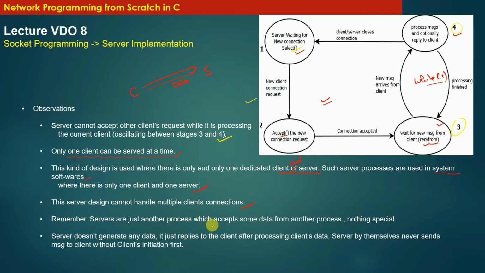Remember, servers are just other processes which accept some data from other processes, and there is nothing special about servers. Servers don't generate any data on their own. A server just replies to the client after processing the client's data or the client's request. Servers by themselves never send a message to the client without the client's initiation first. So this is the property of a server.